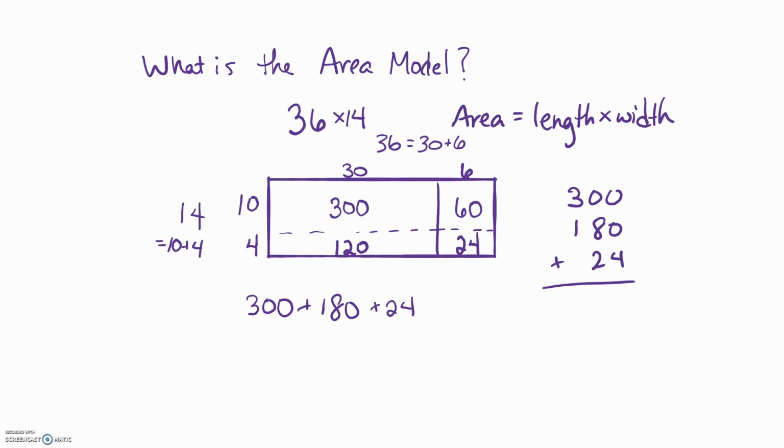300 plus 180 plus 24. Because we used their place values and expanded this the way we did, it's a much easier addition problem, and we see that 36 times 14 equals 504.